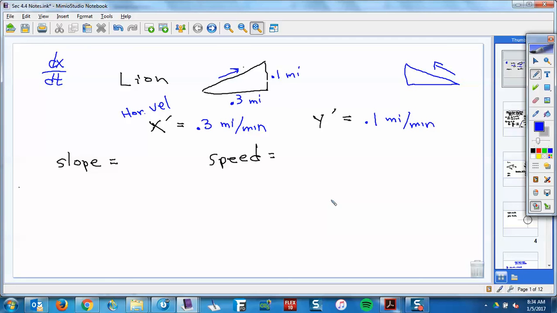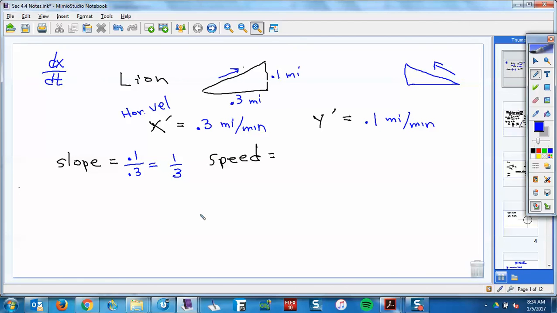Because what's the slope of this line? Let's do that first, since you mentioned slope. What's the slope of this line? 0.1 over 0.3, which is 1/3. Is that how fast he's going? That is not the speed that he's traveling.